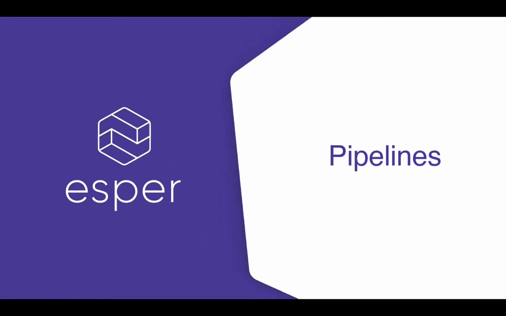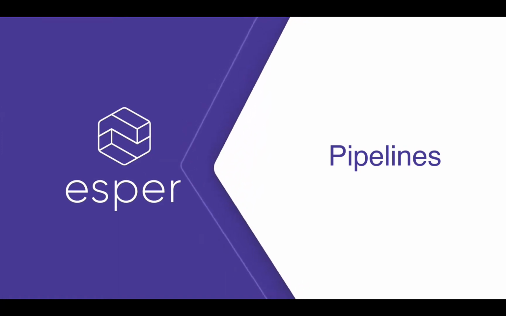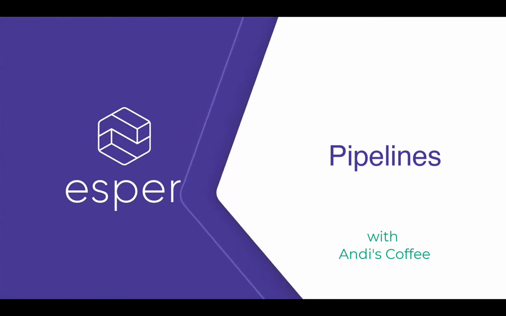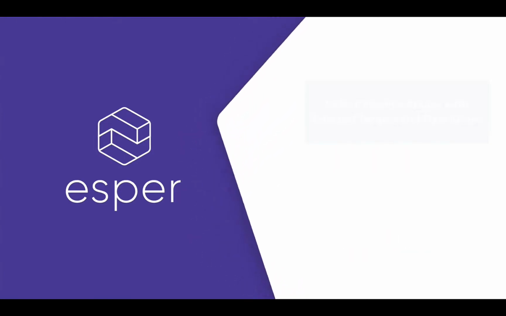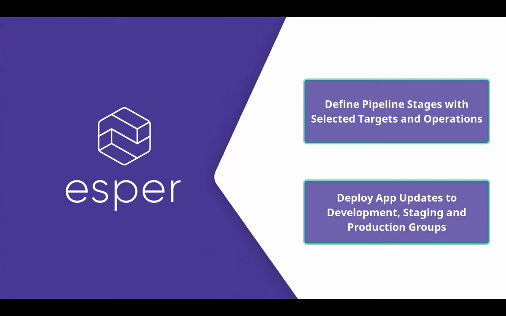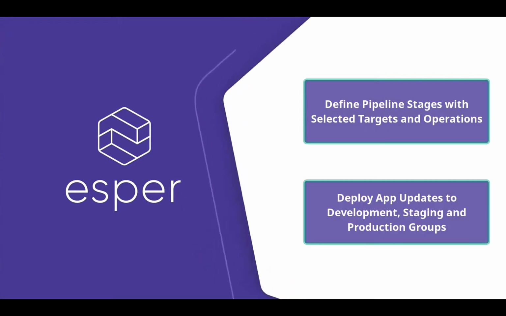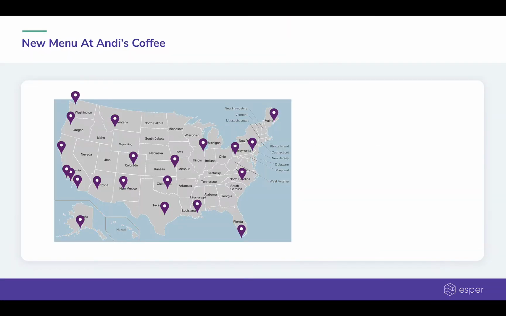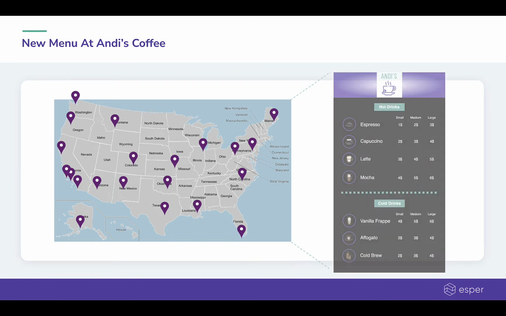Today, let's talk about pipelines and walk through an example of how our hypothetical coffee shop chain, Andy's Coffee, is using Esper pipelines for defining stages with selected targets and operations and deploying their app updates to their development, staging, and production groups. Now imagine as Andy's Coffee, we used to have a uniform menu across our shops.